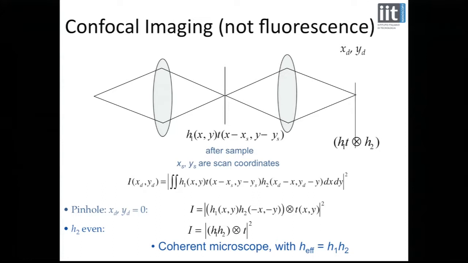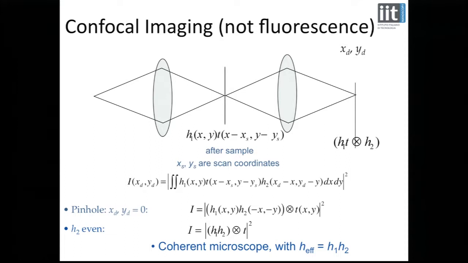Finally, of course, we look at the intensity. So this is the expression for the final image intensity that you would see in the plane of the detector, and it depends on XD, but also on XS. What we do in a confocal microscope is we just look at the intensity on the axis, so we put XD, YD equal to zero. If we put XD, YD zero, we get this, and you see that this expression is basically H1 H2 convolved with T.